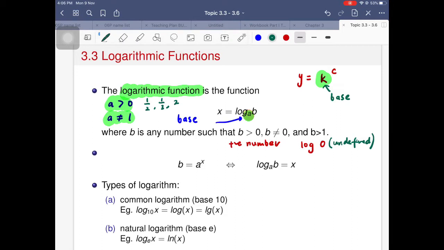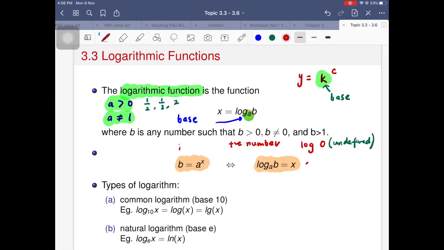And logarithmic and index forms are interchangeable. If I have this as the index form, I can change it, and it is going to become this in terms of the logarithmic form.